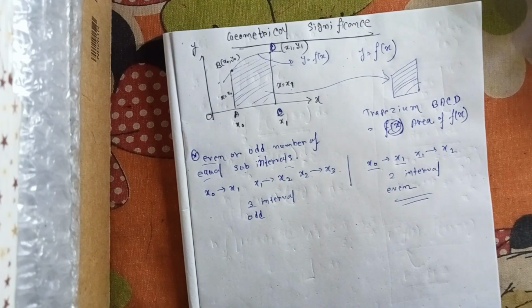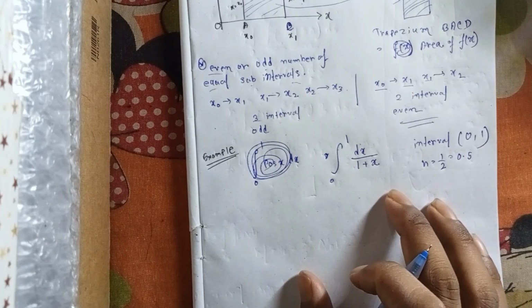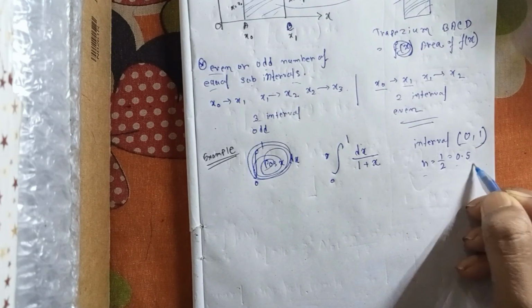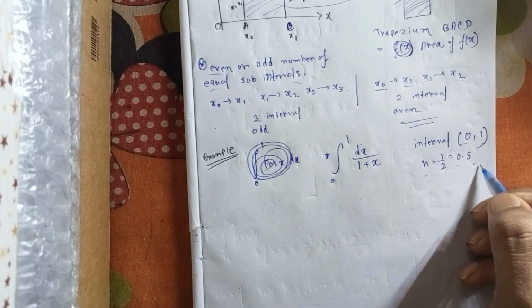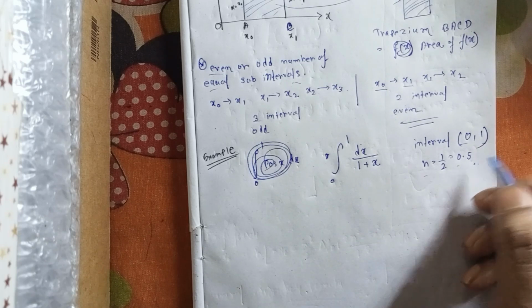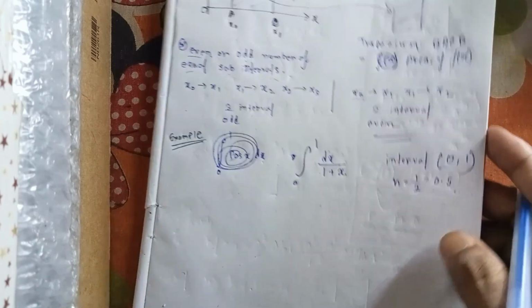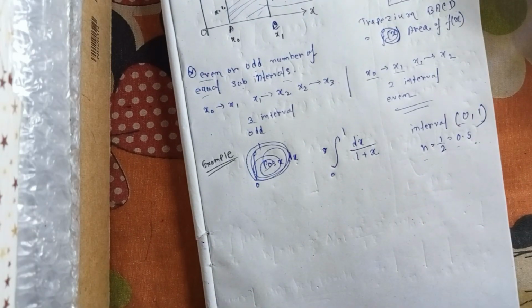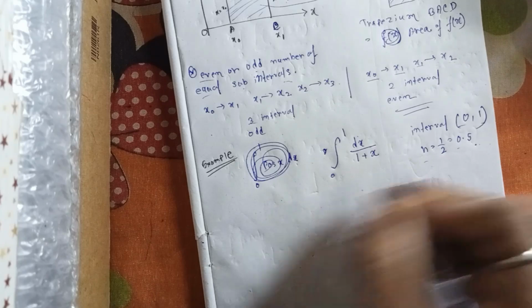Okay, so here is an example. You have an interval 0 to 1 and h equal to 0.5. Sometimes the h is not given. In that case, you can find it out from your own side. At first, don't directly solve this question. At first you need to calculate the sub intervals. Means here 0 to 1.